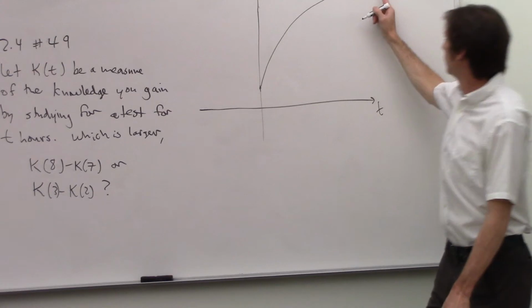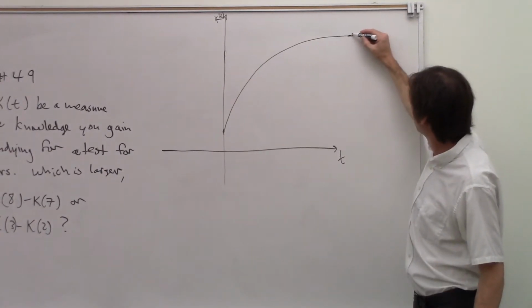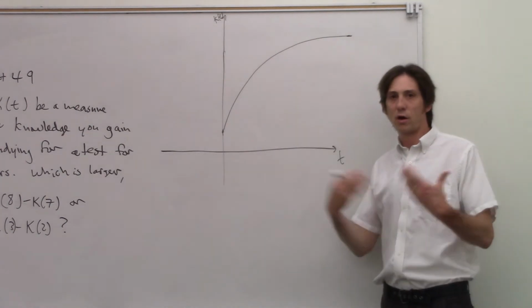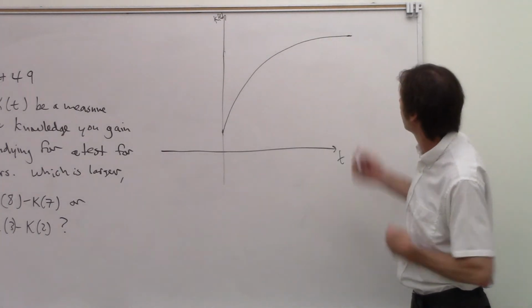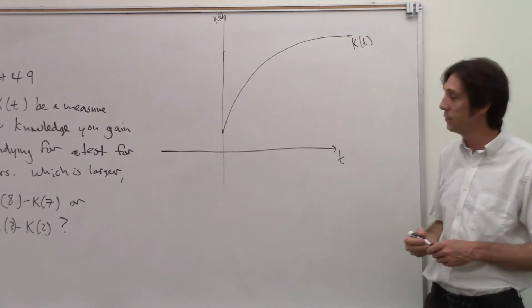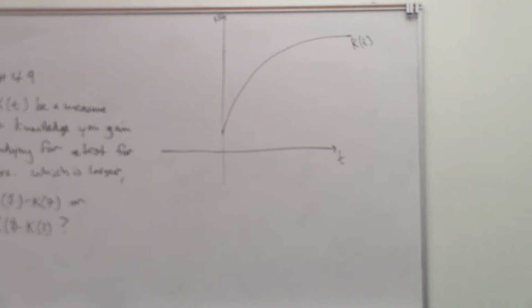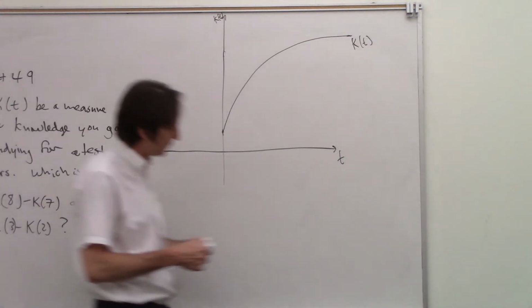Right, my productivity probably becomes less and less the longer I study. All right, so here's a graph of k of t, a rough sketch of k of t. And now I need to decide, like the question says, which is larger, k of 8 minus k of 7 or k of 3 minus k of 2.